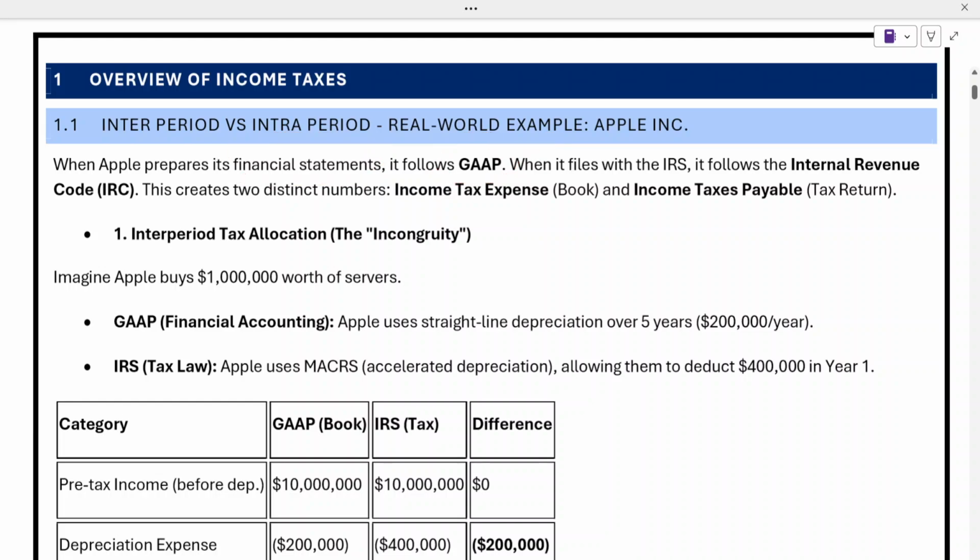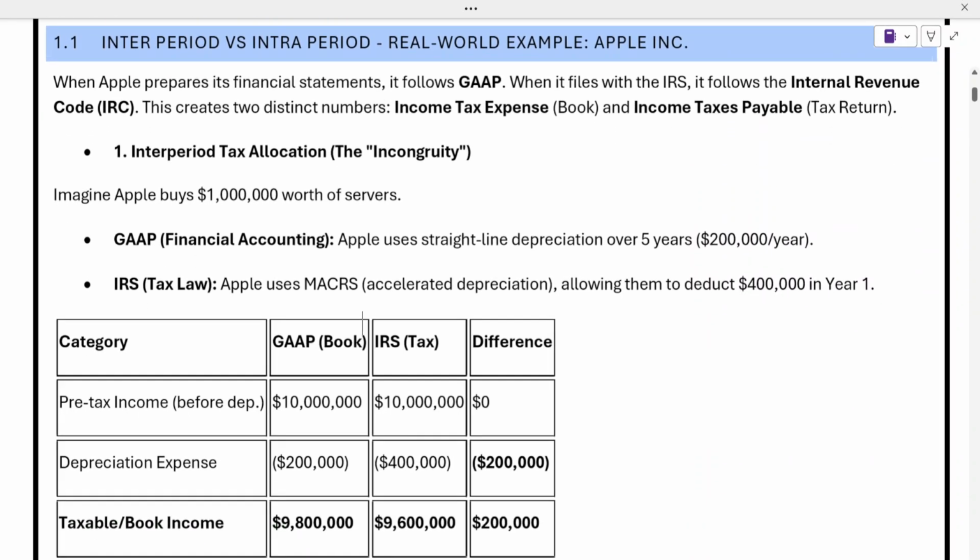But when it comes to paying the taxes to the IRS, that is the Internal Revenue Code or the IRS Department of the US, then different kinds of adjustments are done. This creates two distinct numbers. One is income tax expense and another is income tax payable on the tax return, because as per the income tax rules, tax would be paid differently, because income tax will allow something and disallow something.